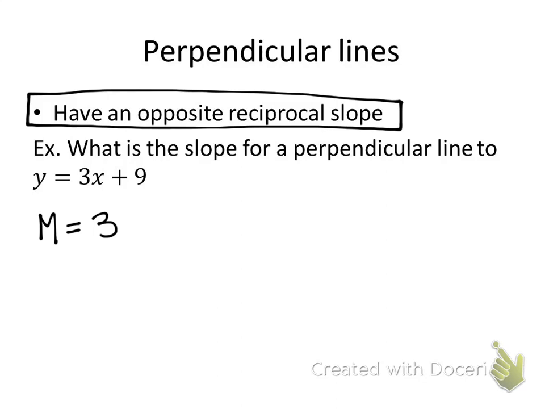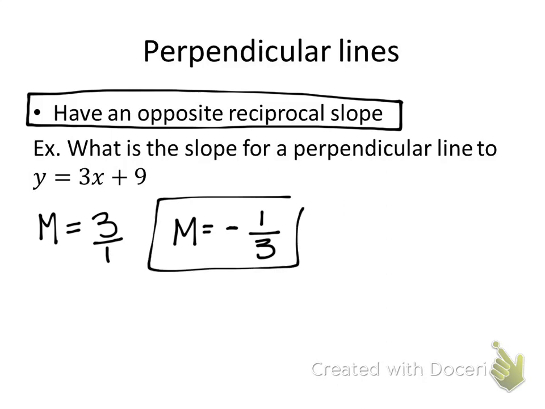So m is equal to 3 is my slope, so I need to find the opposite. Well, I know that this is positive, so I know my slope is going to now be negative. And let's do the reciprocal. What's the reciprocal of 3? Well, let's make it a fraction so I can see it easy. Okay, the reciprocal is 1/3. So that's how I would find the slope for a perpendicular line.